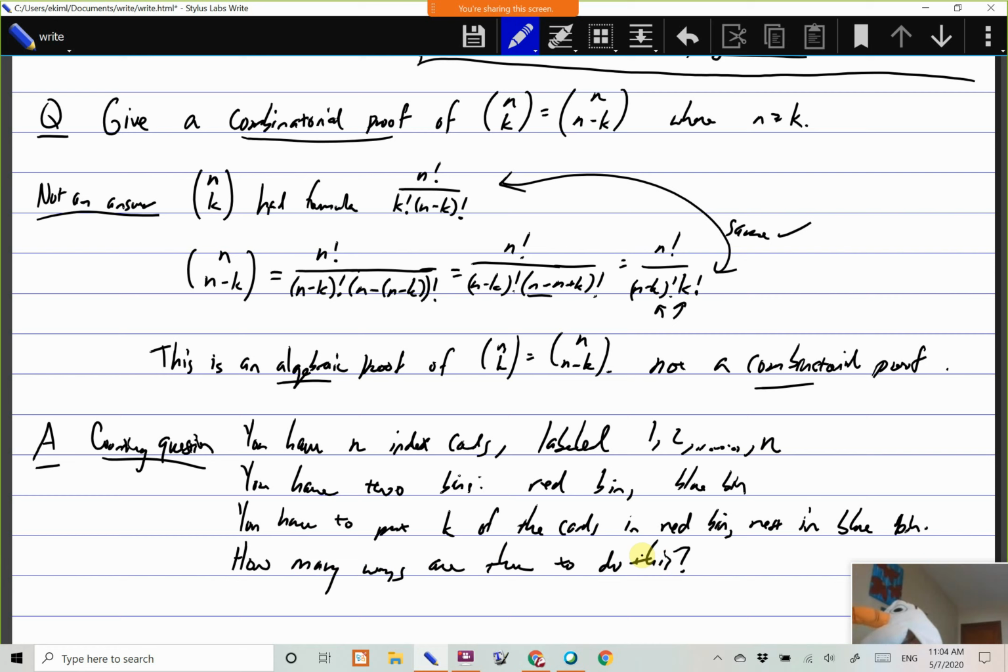For this counting problem, let's say you have to put k of these cards in the red bin. There are n cards total, but you have to put k of these n cards in the red bin, and the rest in the blue bin. I haven't been doing a great job of stating the counting question, but I have it in my notes. Let me just say, how many ways are there to do this?